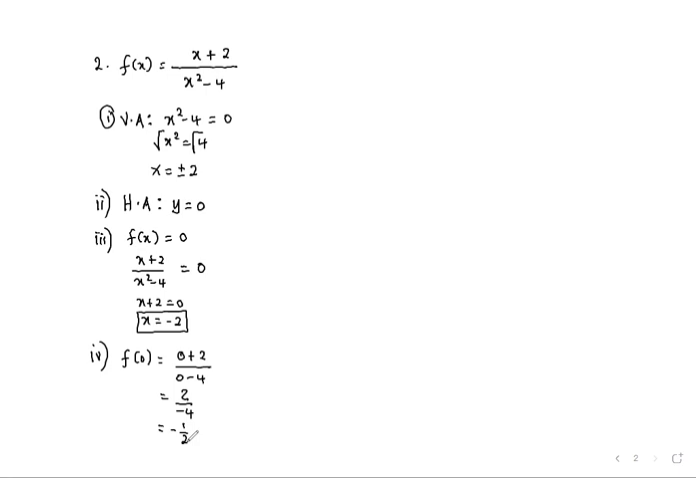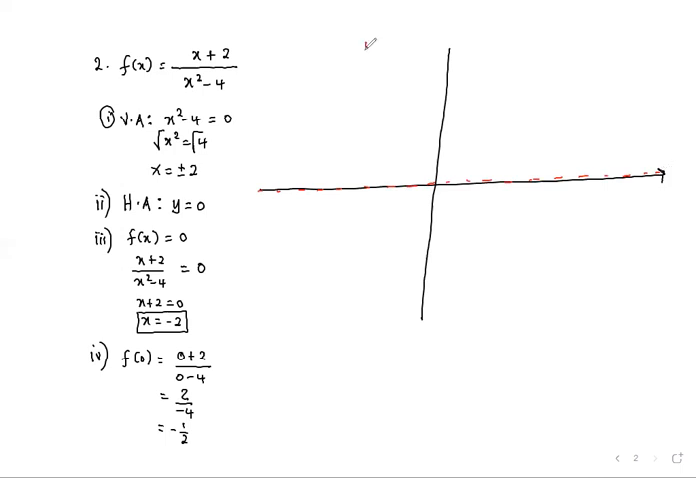Then now we draw the graph. So we're saying the asymptote here is 0 and what? Plus or minus 2. Minus 2, plus 2. So we have minus 2, positive 2, 0.